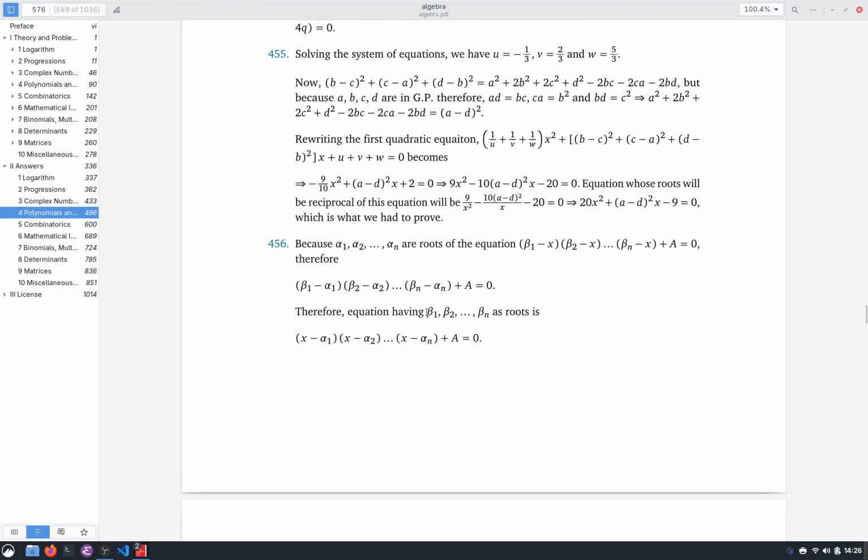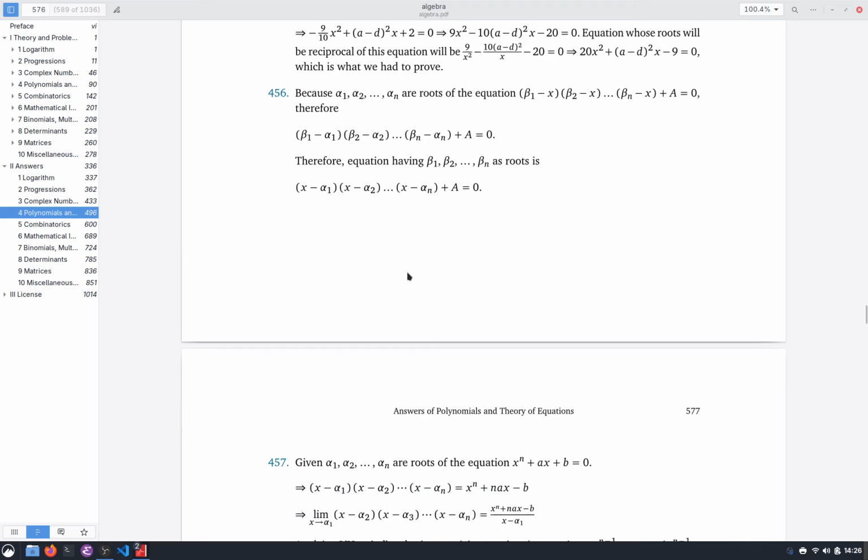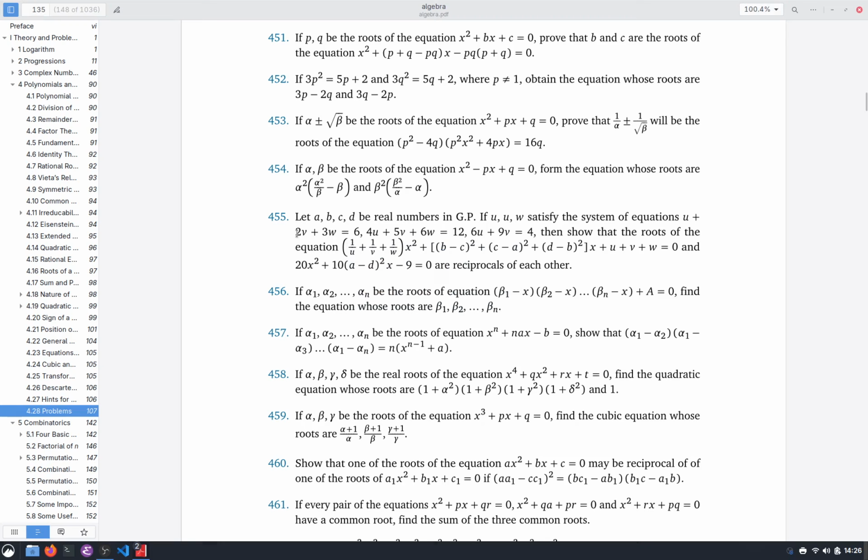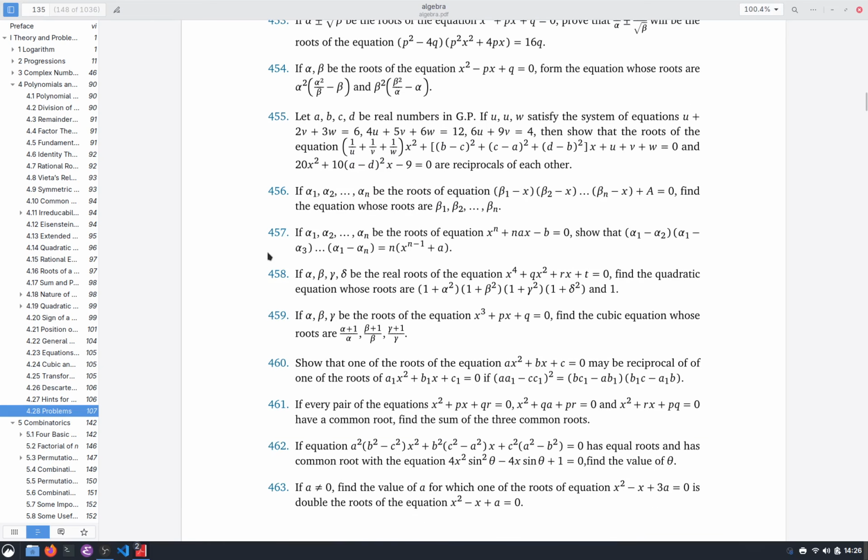Therefore, the equation having the roots beta 1 through beta n will be (x minus alpha 1)(x minus alpha 2) up to (x minus alpha n) plus a is equal to 0. Very straightforward question. Now we move on to question 457. It says that if alpha 1, alpha 2, up to alpha n be the roots of the equation x to the power n plus nx minus b is equal to 0, show that (alpha 1 minus alpha 2)(alpha 1 minus alpha 3) up to (alpha 1 minus alpha n) is equal to n into x to the power n minus 1 plus a.